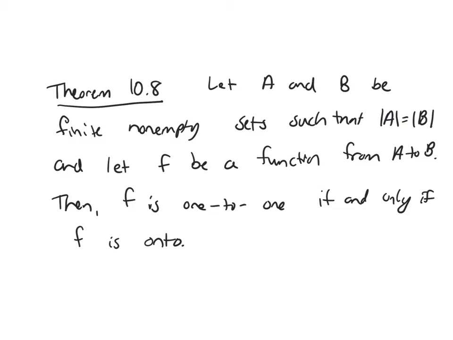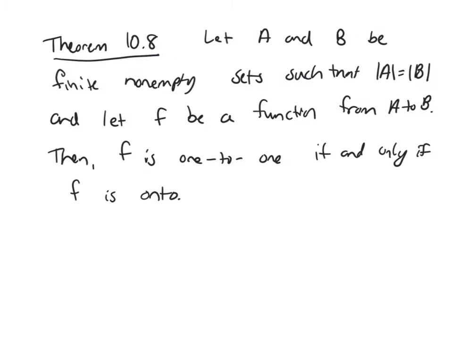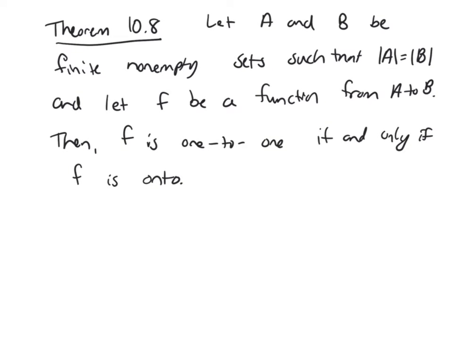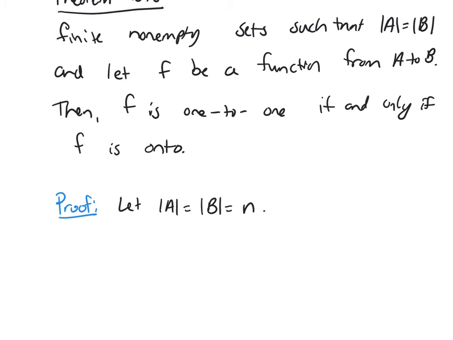So it turns out if your sets are finite and they have the same number of elements, if you know your function's 1-to-1, then it has to be onto. And also the converse, if your function is onto, it has to be 1-to-1. So let's go in a little bit on the proof here and discuss how the proof is going to work. So let's suppose A and B have n elements in them, and we're dealing with an if and only if. Remember, there are two parts.